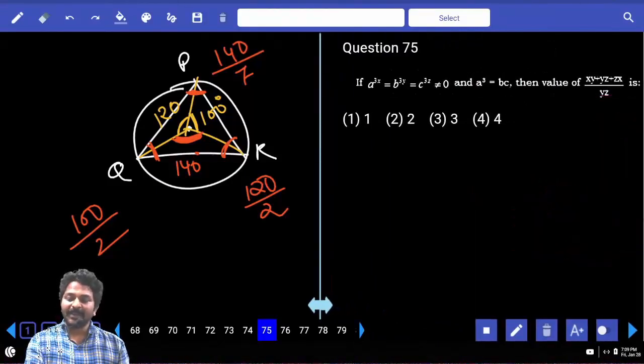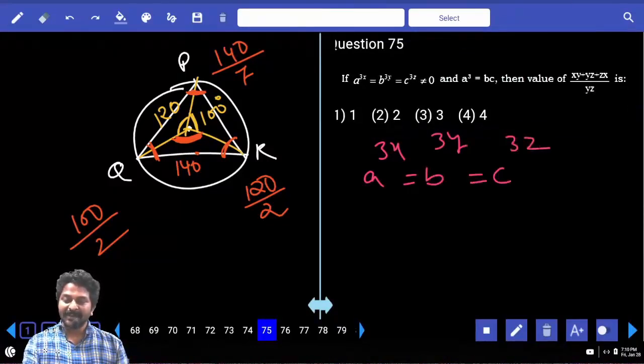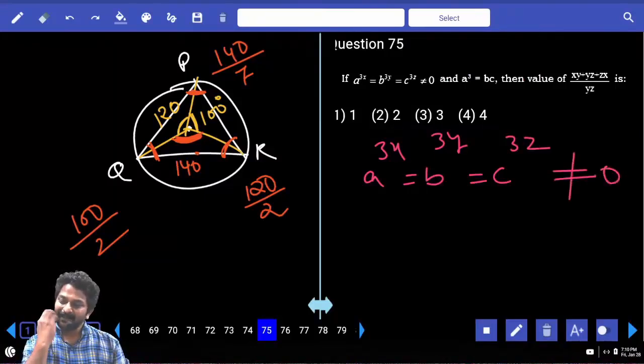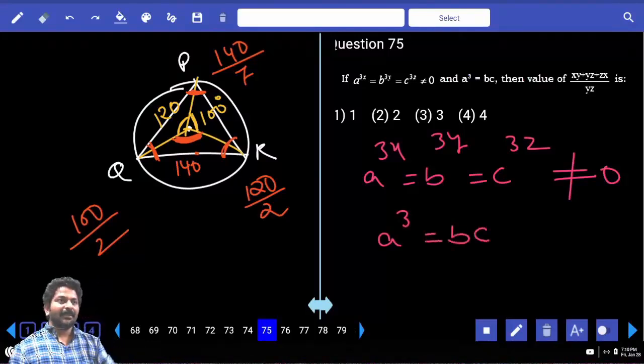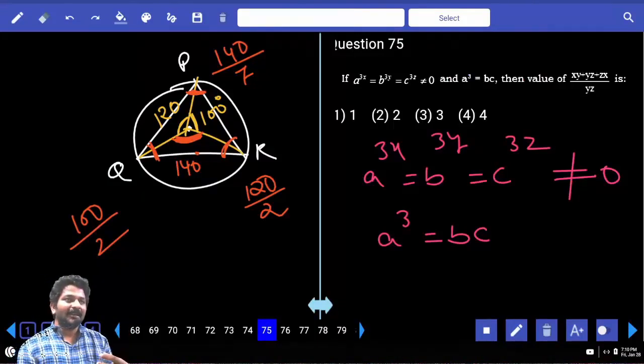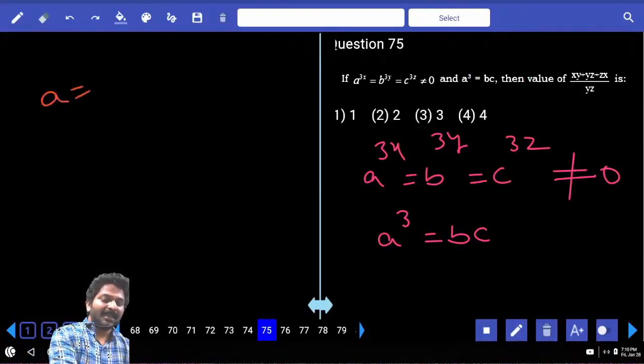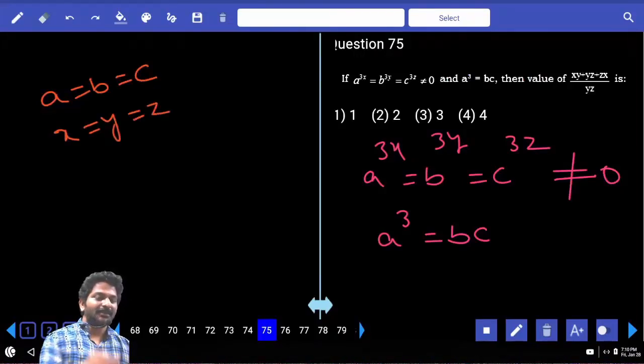Right. So a power 3x is equal to b power 3y is equal to c power 3z and the value is not equal to 0. And at the same time we have one more equation, a cube is equal to bc. 2 days back or 3 days back I told you, there will be a few questions where we'll take numbers and then we'll start. So take the first condition, a power 3x is equal to b power 3y is equal to c power 3z. All the values are equal, am I right? That happens only when a is equal to b is equal to c, and at the same time x is equal to y is equal to z.